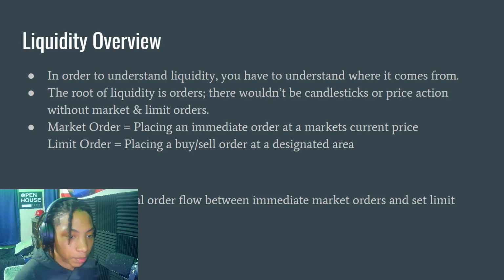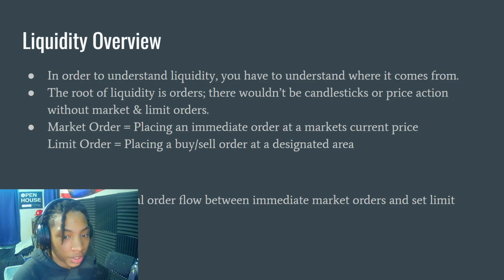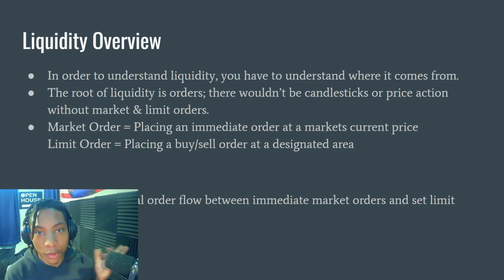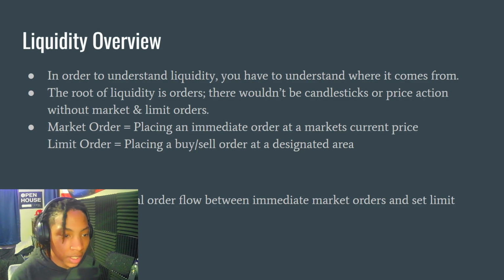And a limit order is placing a buy or a sell order at a designated area. So let's just say you had a Kit Kat that was $2.50, but you wanted to wait until it was on sale at $2 and then you buy it. That would be considered a limit order in a sense. You guys see what I'm saying? So liquidity is going to be the general order flow between immediate market orders and set limit orders. So price will move to the upside or to the downside, which means people are either taking immediate market orders and buying in at that area, or limit orders are being hit and people are getting sent into trades at that specific designated area, which causes the market to move, and it causes these candlesticks and it causes price action.